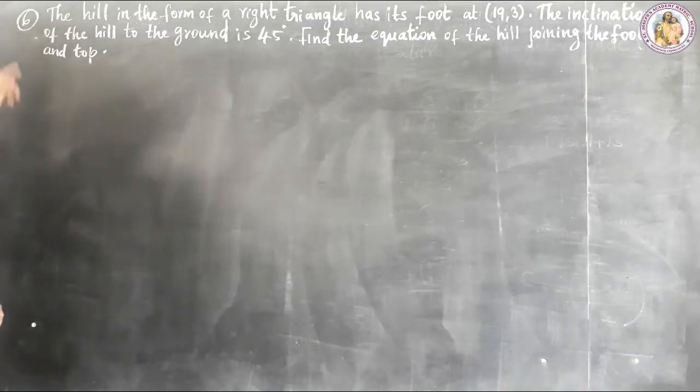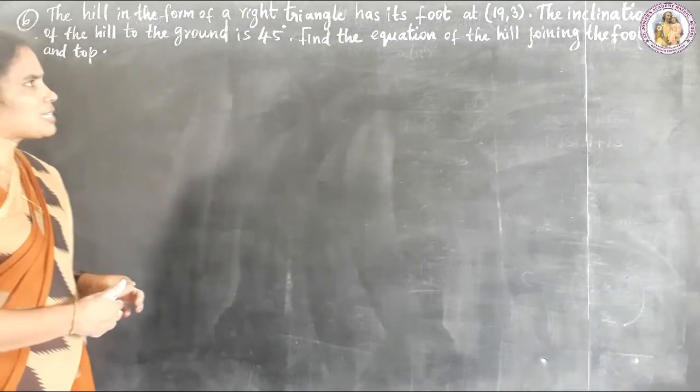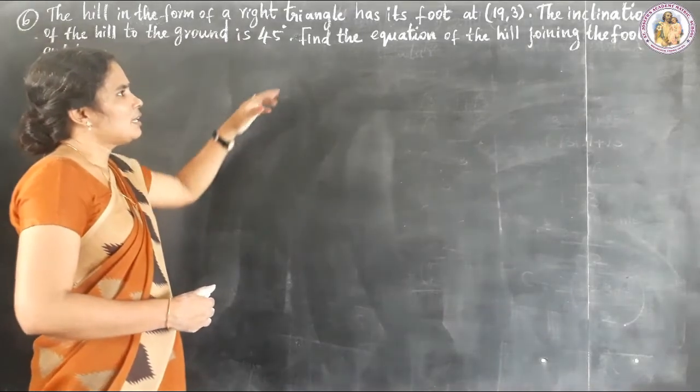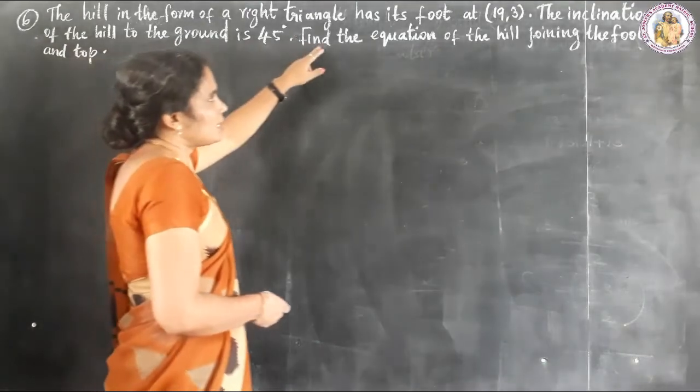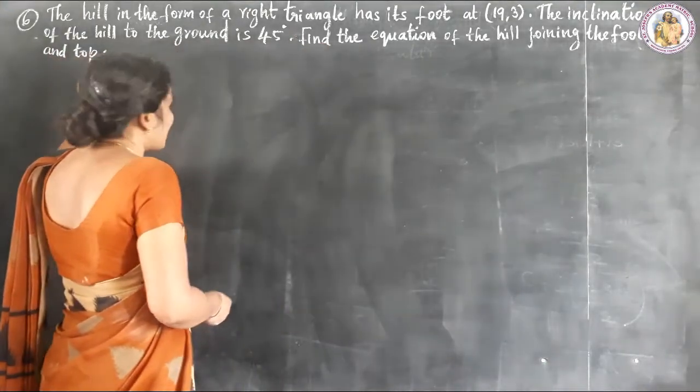Question number 6. The hill in the form of a right triangle has its foot at (19, 3). The inclination of the hill to the ground is 45 degrees. Find the equation of the hill joining the foot and the top.